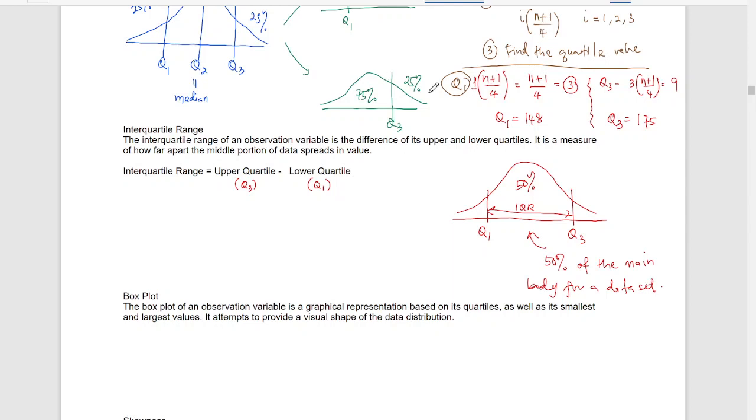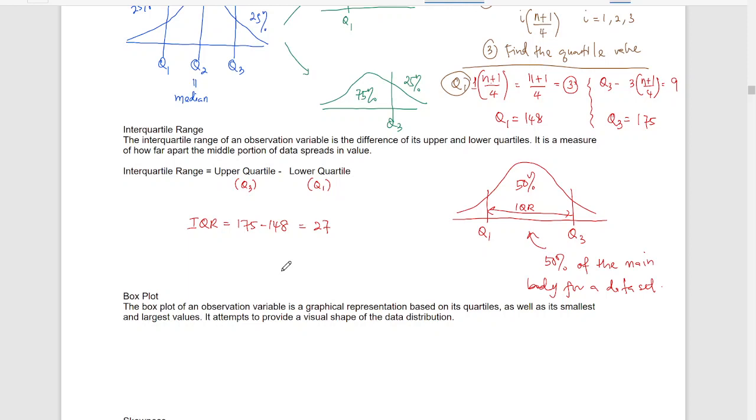So in this situation, you can find the value of the interquartile range. For this example, the IQR is equal to 175 minus 148. This gives you 27 units. So the IQR will be 27.